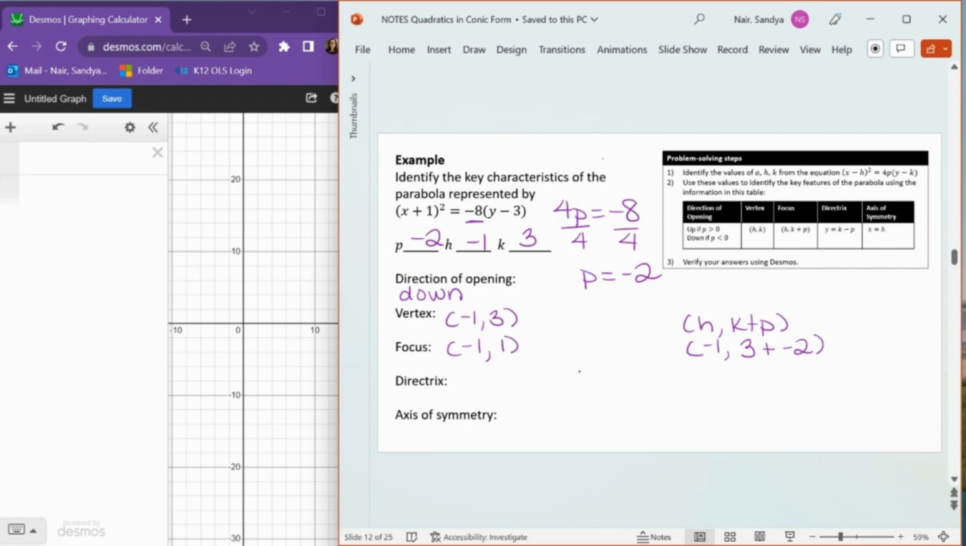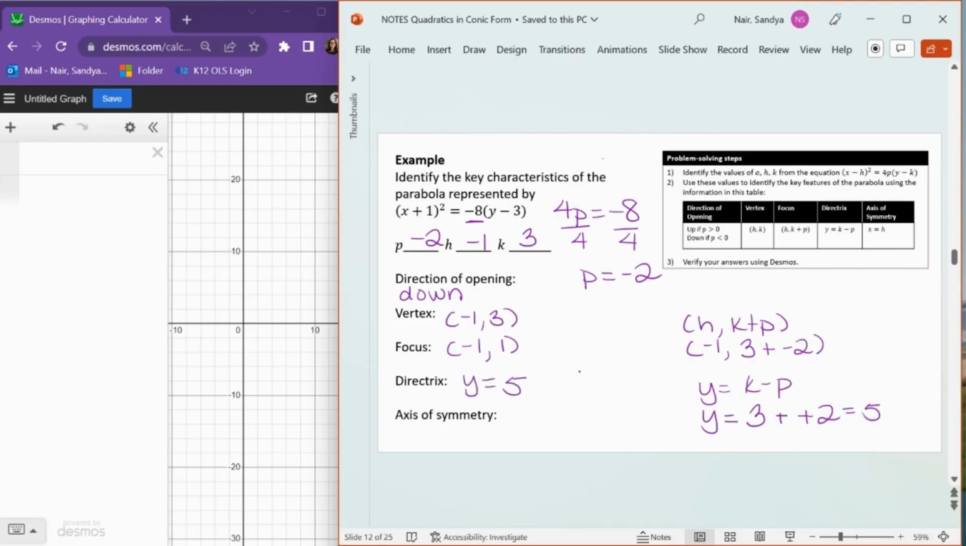So the directrix is going to be y equals k minus p. So that's going to be y equals the value of k, which is 3, and then minus p, so minus -2. Minus negative will turn into a plus, so 3 plus 2 will be 5. So we have y equals 5.